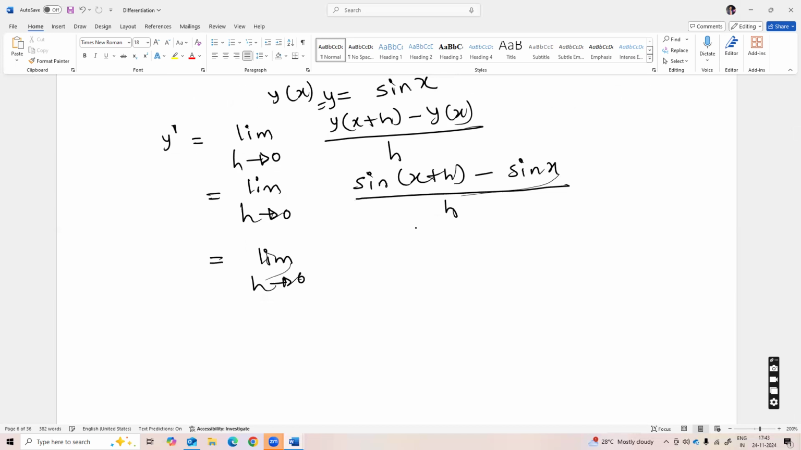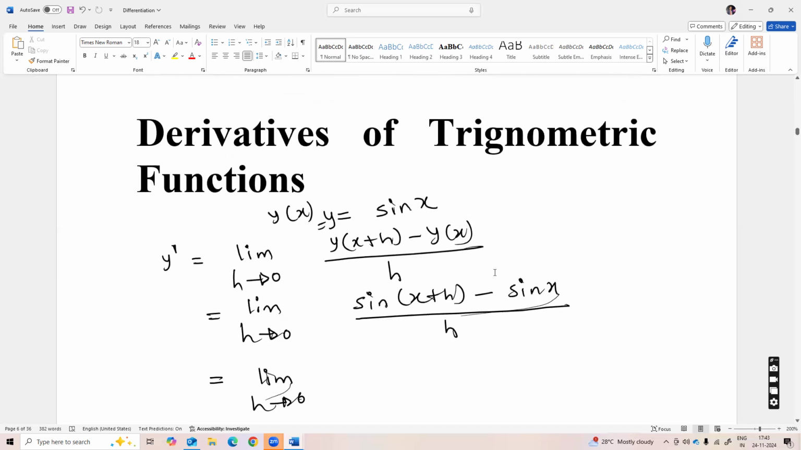So yesterday we have seen the expansion of sin a plus b. Similarly here we have sin x plus h. So the expansion of sin x plus h is equal to sin x cos h plus cos x sin h. This we have learned in trigonometry class.